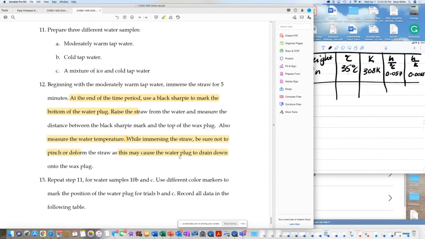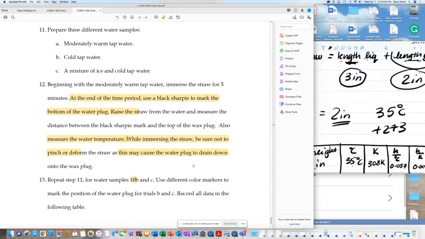Okay. So you're using the same straw you made. That wasn't clarified here. The very same straw you made. You're going to be repeating the steps we just did for, it says here 10B and C. I see a typo. It's supposed to be 11B and C, right? Your other two water samples. So use different color markers, you're not starting from scratch. Same straw. Use different color markers to mark the position of the water plug in trials B and C.